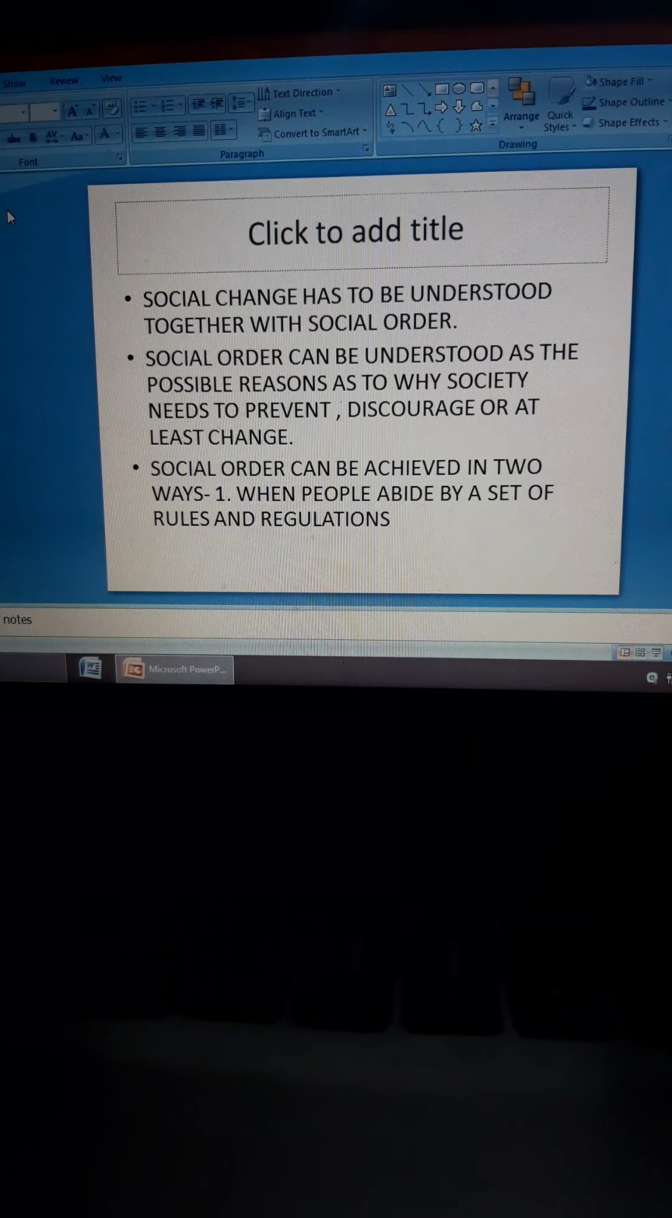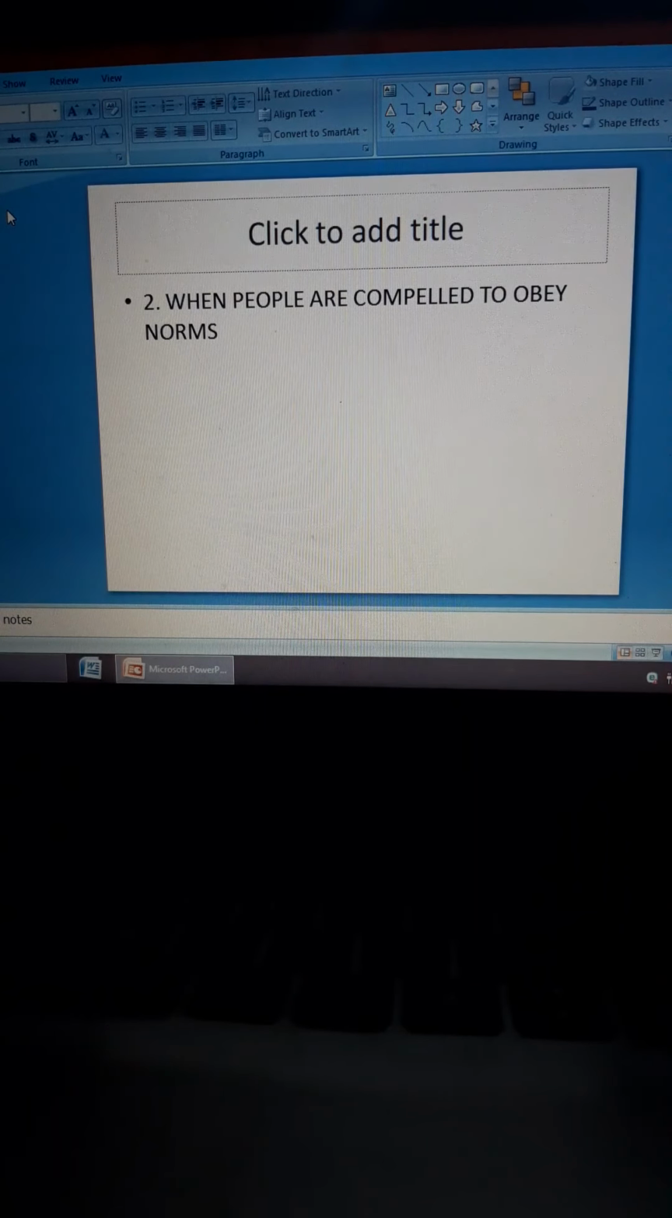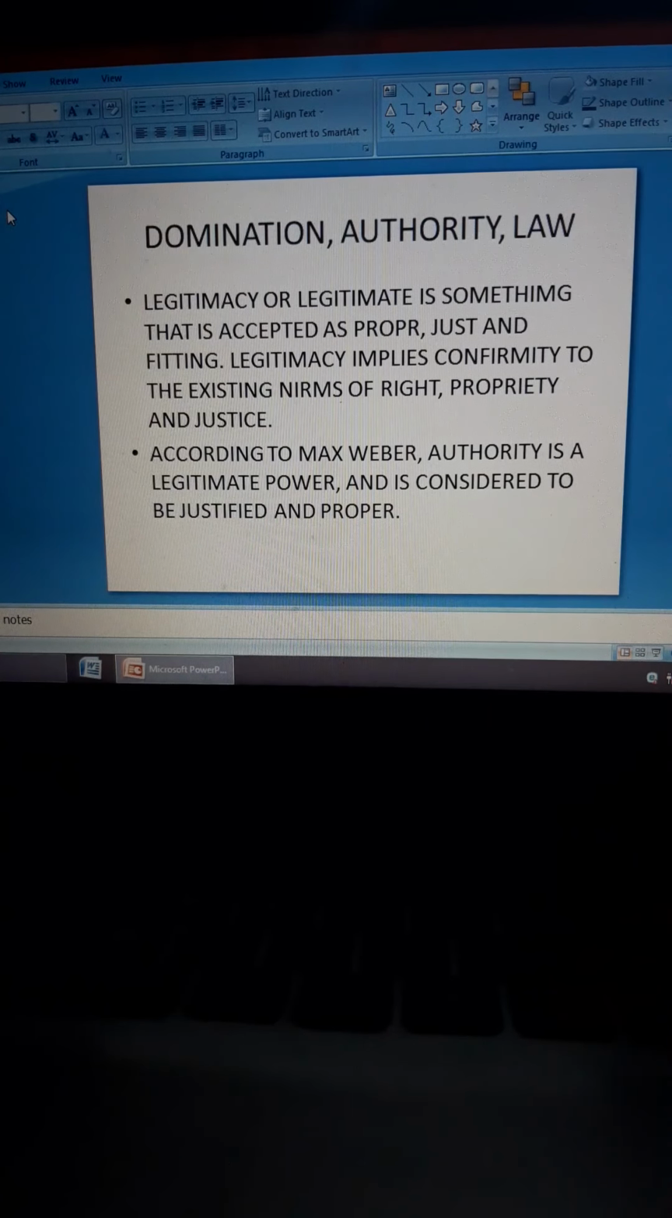Social order can be achieved in two ways. Firstly, when people abide by a set of rules and regulations. When you, according to your own will, willingly follow certain rules and regulations, that is when social order can be achieved. And secondly, when people are compelled to obey norms, when people are forced to obey the rules and regulations. There are many examples given in your text, so please go through it. And if you don't understand, you can ask me.